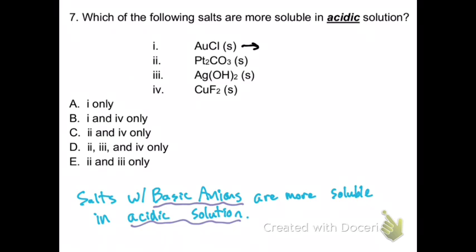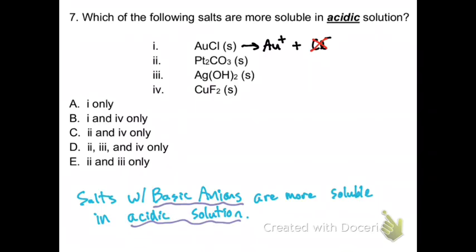So the first one breaks apart into Au+, gold cation, and Cl-. Cl- is the conjugate base, quote unquote, of a strong acid, therefore making it negligible. So this one is not going to be more soluble in acidic solution. For what it's worth, Au+ is an acidic cation, but we're not looking at the cations in this particular problem.